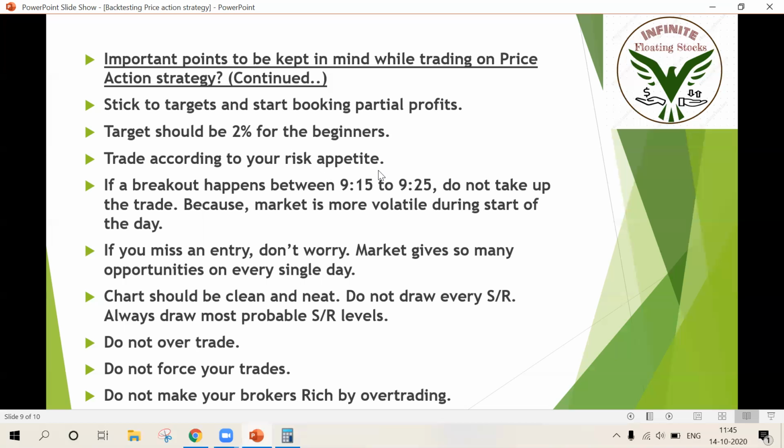I'll be talking about risk in later sessions. And if the breakout happens between 9:15 and 9:25, do not take the trade, because the market is more volatile at the start of the day. Remember this point. And if you miss an entry, don't worry. The market gives so many opportunities every single day. So sit back and chill and search for another opportunity. And the chart should be clean and neat. This is very important. Don't make your chart dirty.